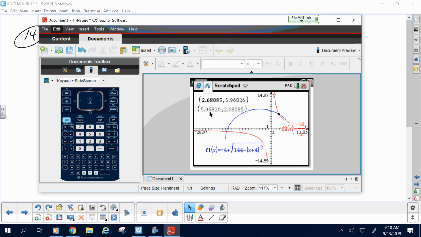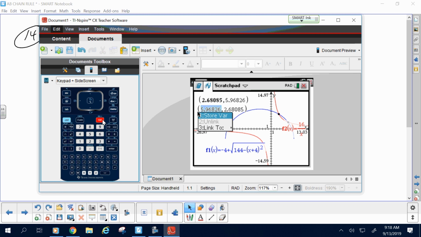Okay, now I'm going to store that x value. Again, I put the pointer over it, click, vars, store variable, enter, call it B. Don't forget what you called them. Those are now stored, bold indicates they've been stored. You with me? We good?